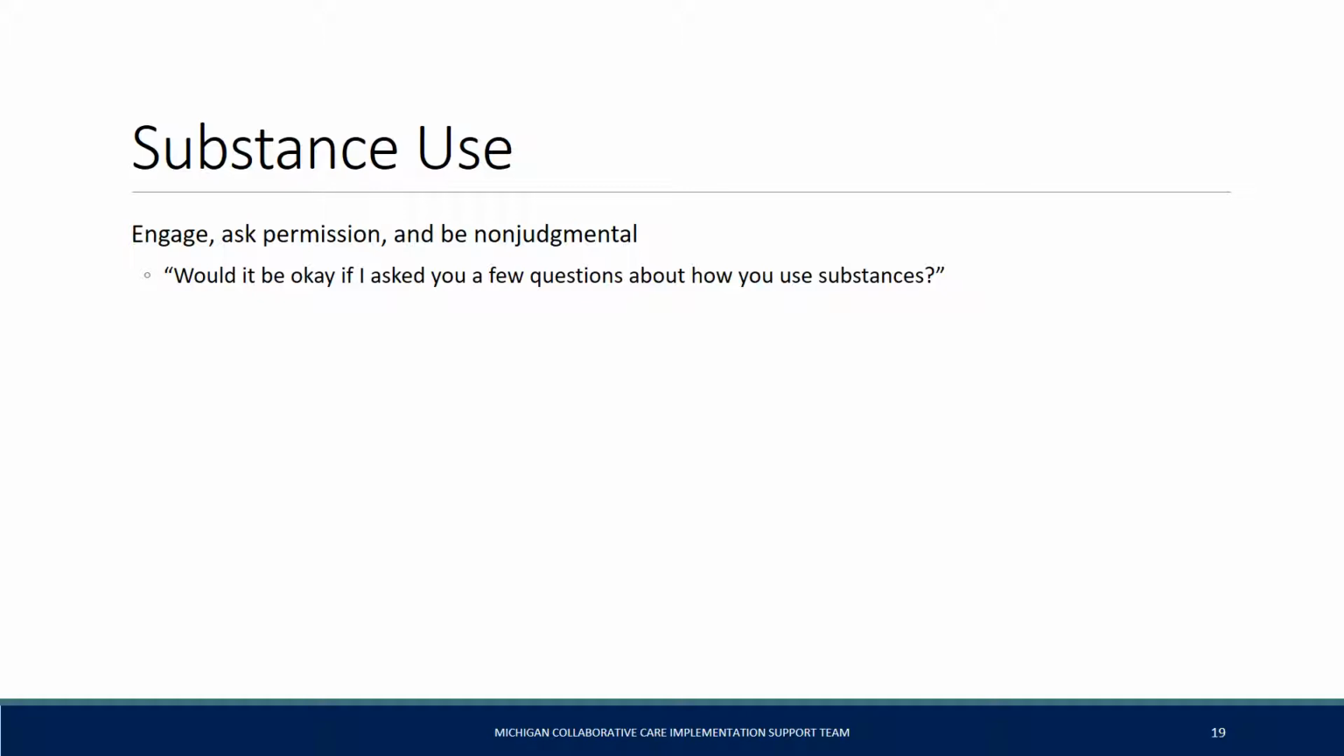So when we're approaching this topic, we want to make sure that we really engage with the patient and have started to develop a collaborative relationship. It can be a great idea to ask permission before you jump into this topic, and always try to maintain a non-judgmental air about your questions and your responses. So in terms of asking permission, you might say something like, would it be okay if I asked you a few questions about how you use substances? And that can really make it more of a collaborative conversation and give the patient some sense of control to allow you to move forward with that screening.